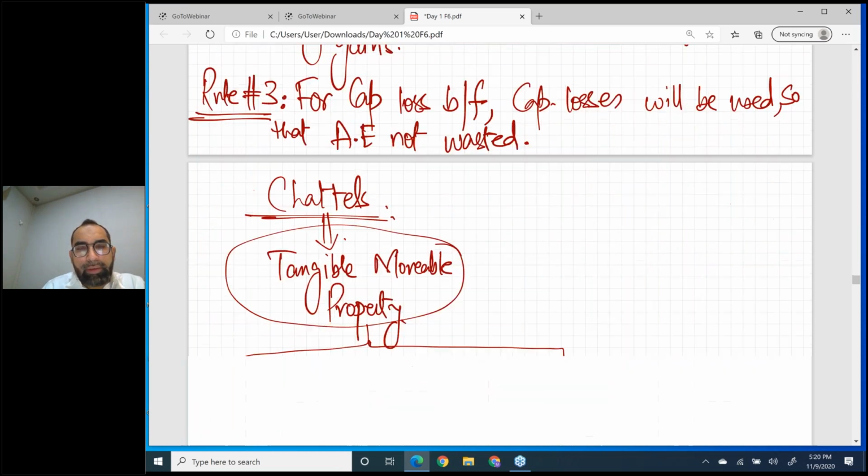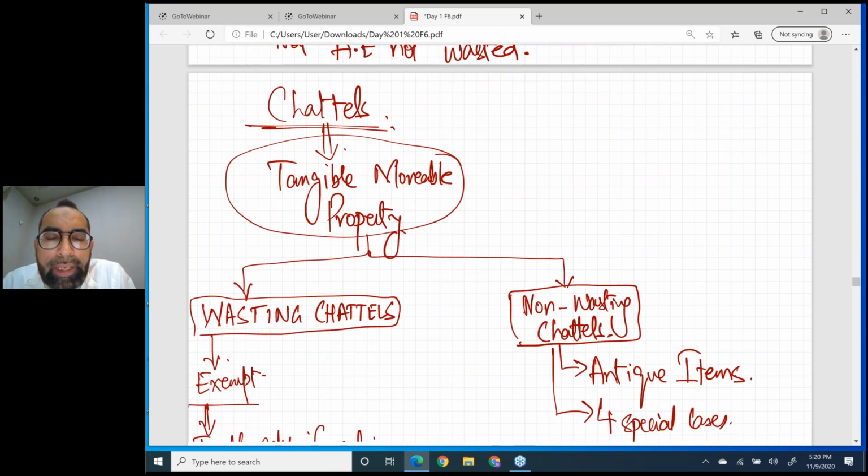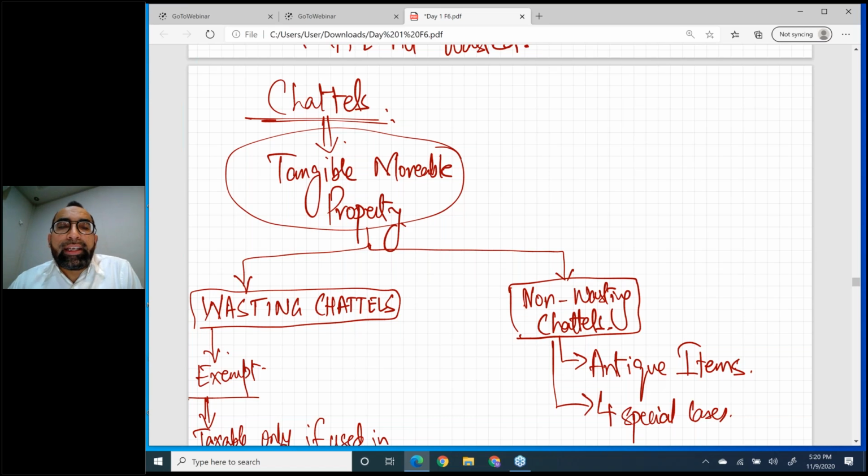Now, there is one very short topic in your capital gain topics, that is chattels. Chattels means tangible movable property. Tangible movable property, like your cell phone. Your plates, tangible movable property. Paintings, tangible movable property. Jewelry, tangible movable property, right? Okay, so now what are the rules?